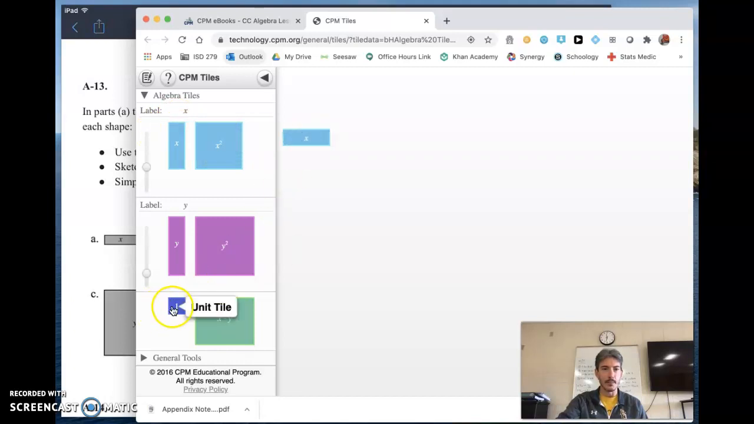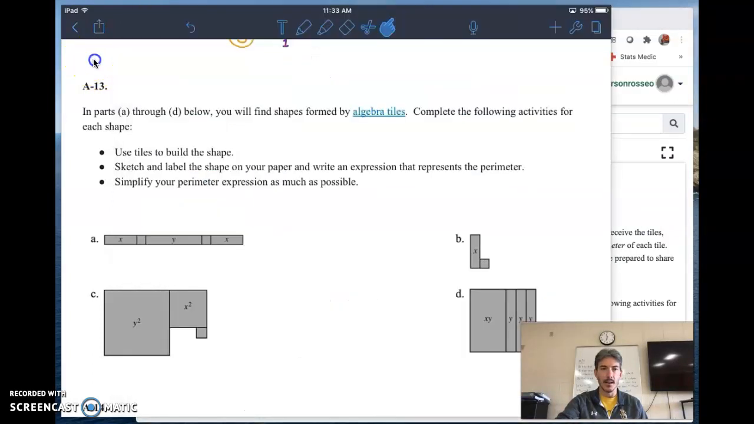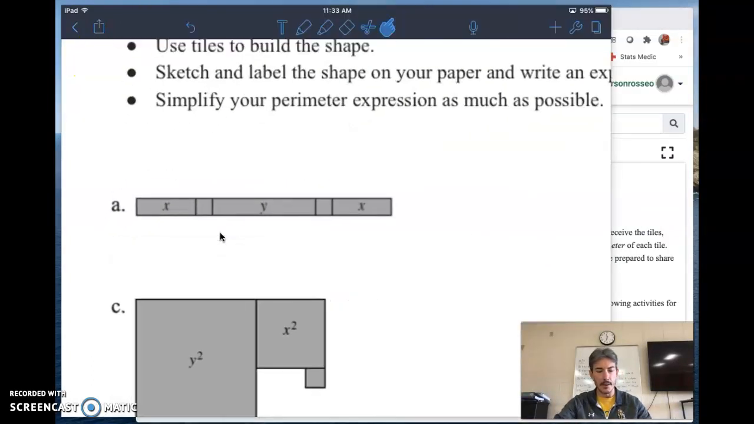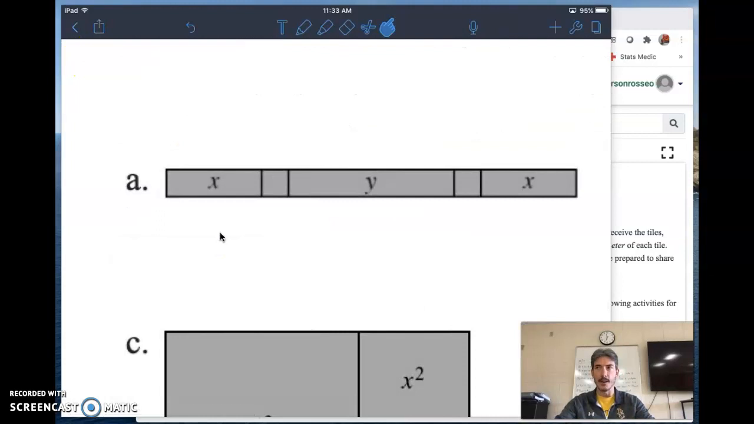Double click to flip. Then I'll put a unit tile there, and then I've got another X tile, and then a unit tile, and then an X tile. Whoops, there we go. Okay, it's built. After I build it, I can sketch it very quickly, and I can bring it back up, and now we're going to go ahead and find the perimeter.